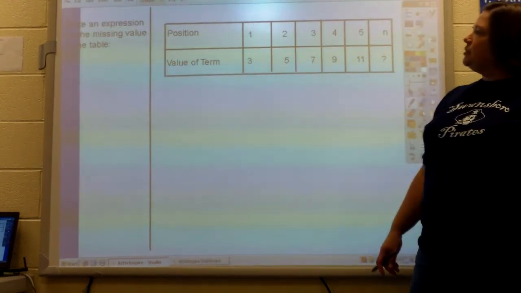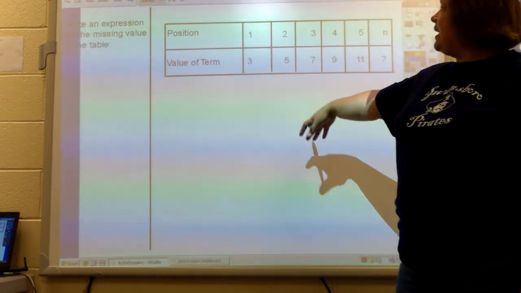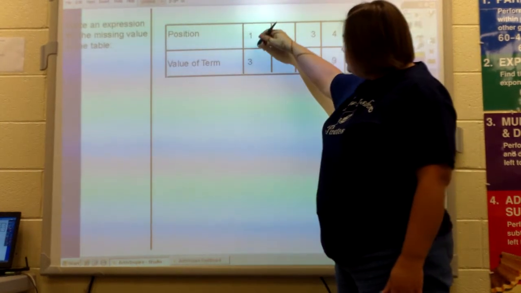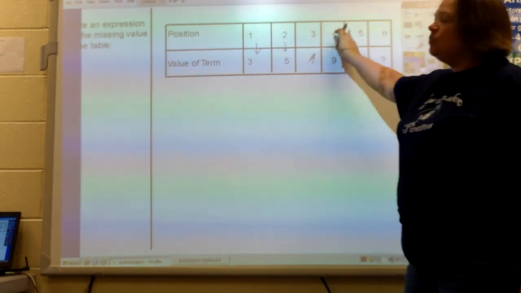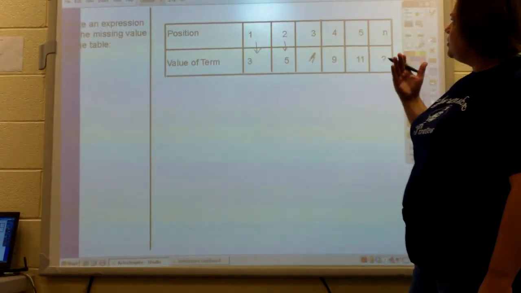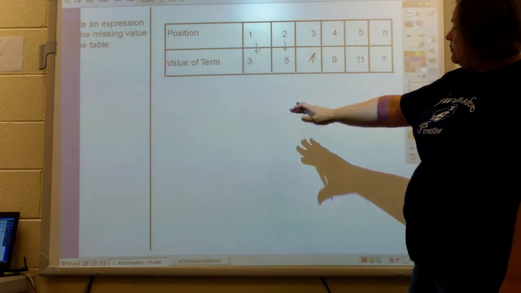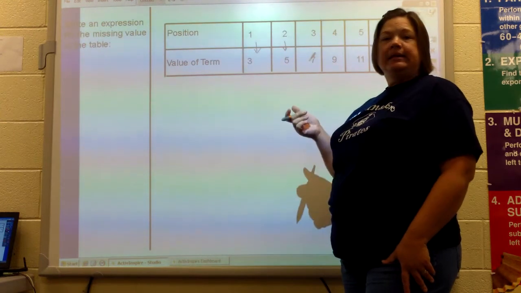And now we're also going to be looking at a table that is going from position to value. So we're going from top to bottom to see what's going on. What's the pattern or the rule or the thing that's going on that's the same from the top position to the value of the term? So, okay, let's do check and guess again.